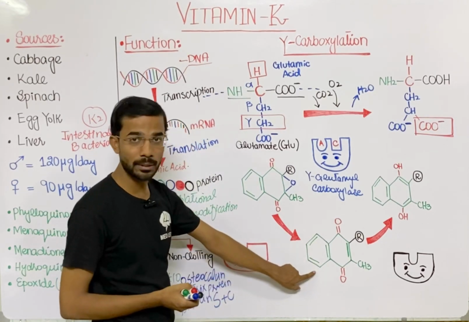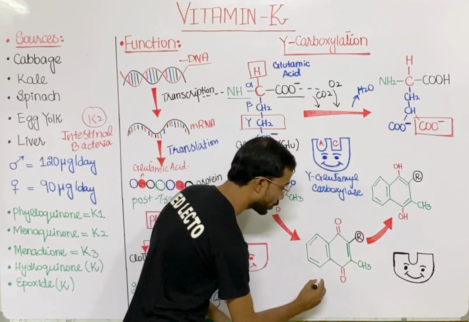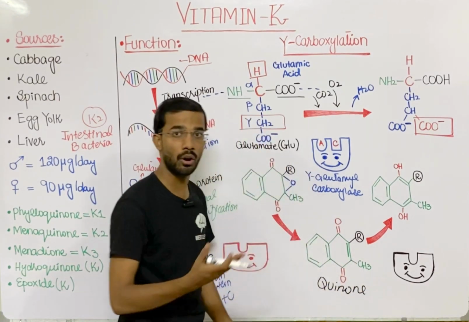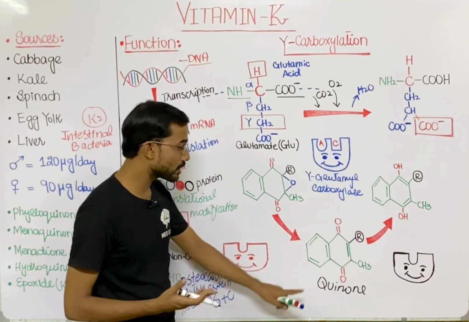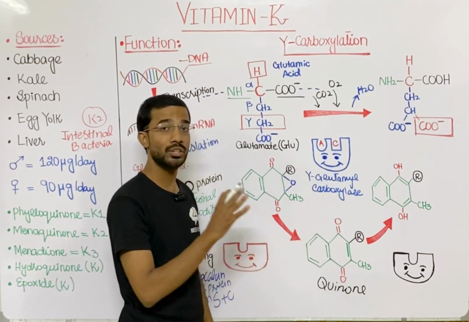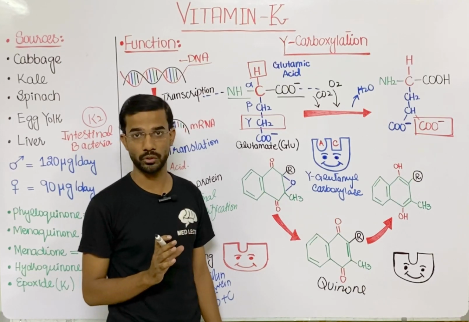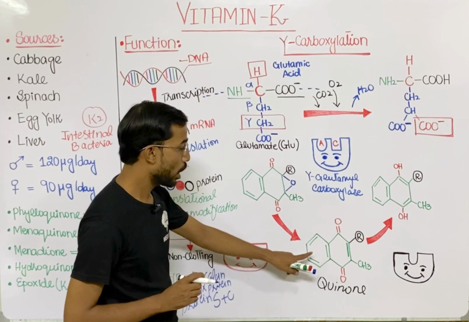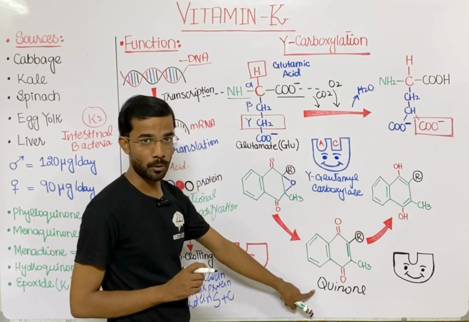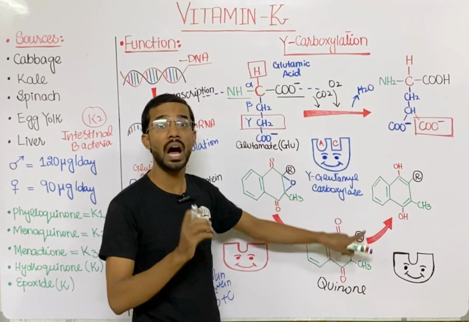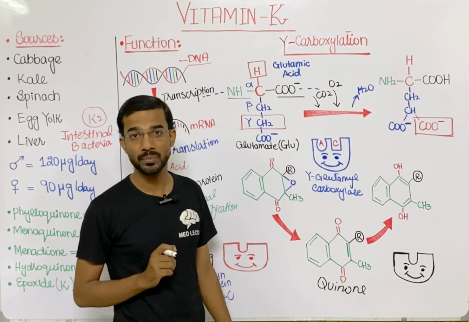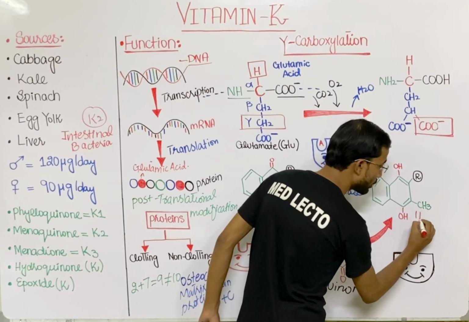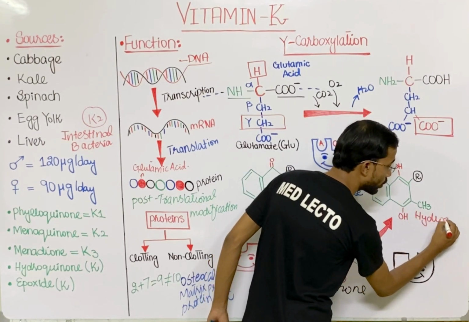Vitamin K exists in quinone form, menaquinone and phylloquinone. Here is the general structure of the quinone, which we have discussed in the previous lecture. You can check it. Basically this is the quinone form. It will first convert into the hydroquinone form of the vitamin. That's the most important thing. Here is the structure of the hydroquinone.